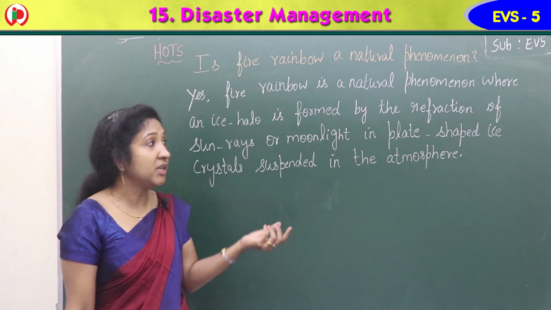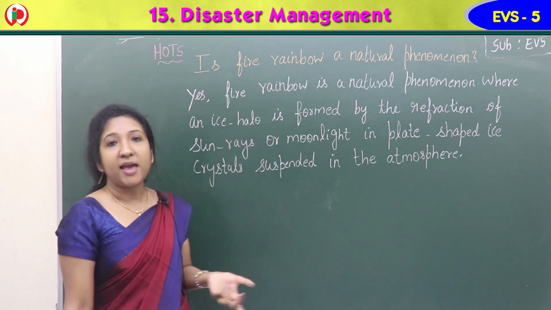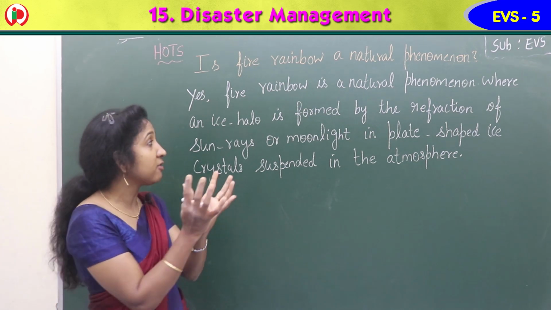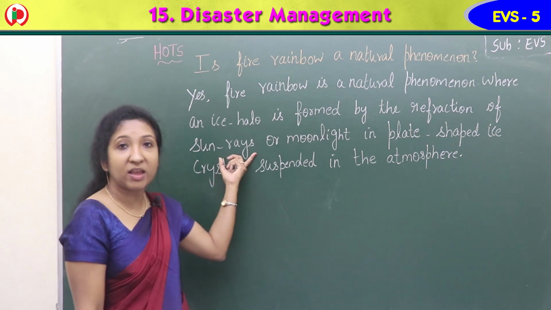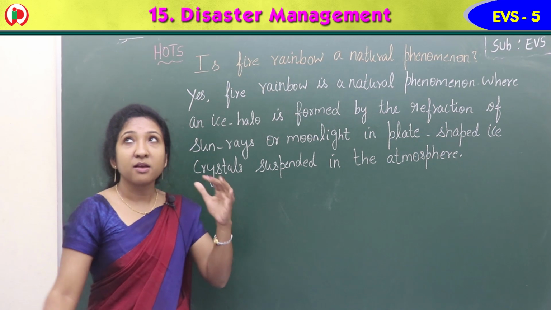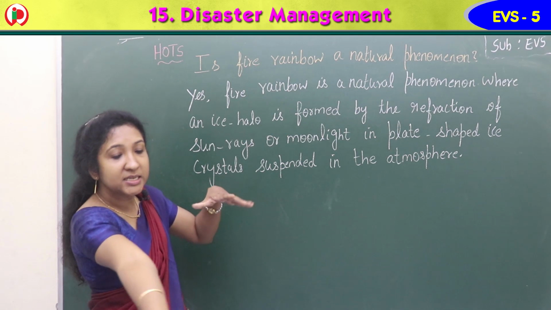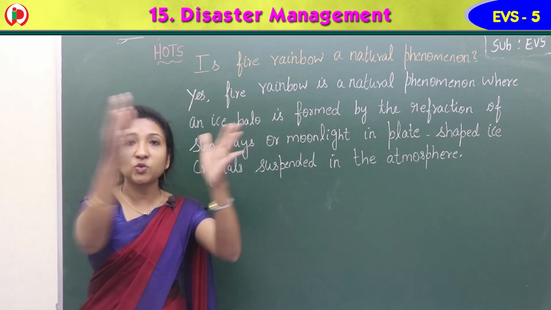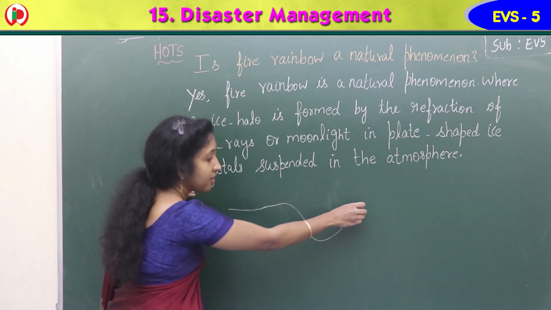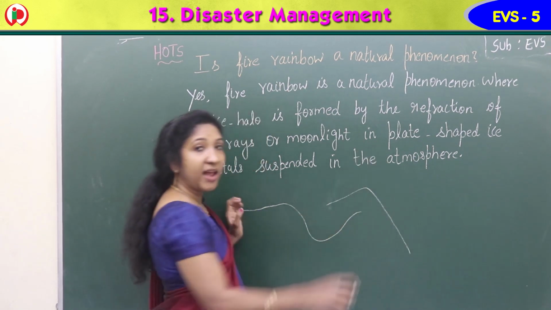It's a natural event where an ice halo is formed. Actually, it is an ice halo. It's a solid ice actually. It is formed by the refraction of sun rays. Refraction means when light travels, what happens? It bends. When it goes from one place to another, it bends. It refracts, we say. It bends and travels.